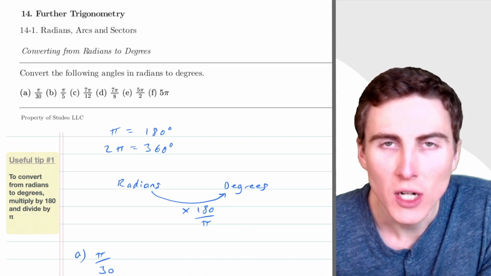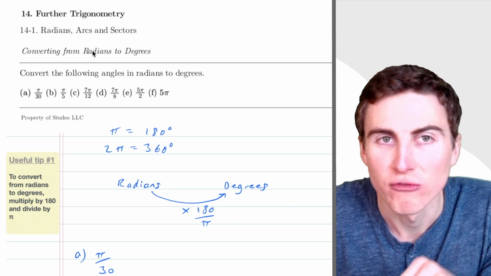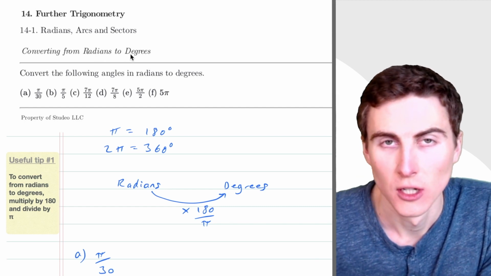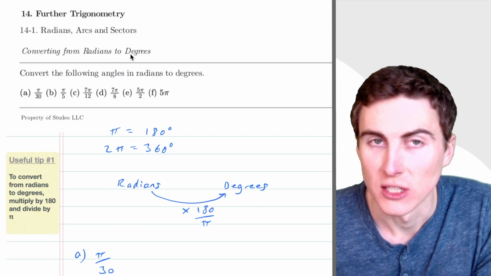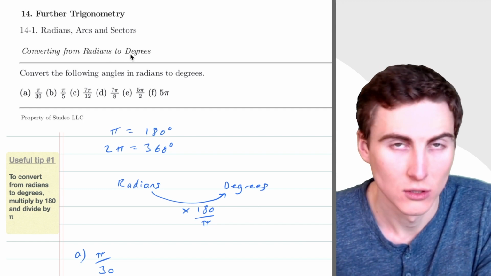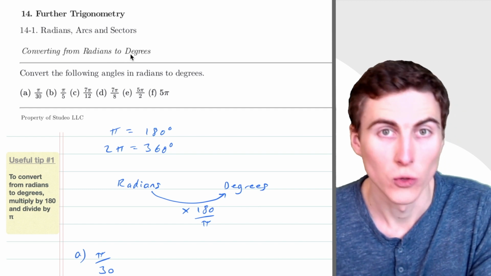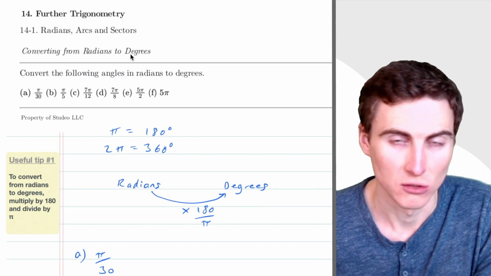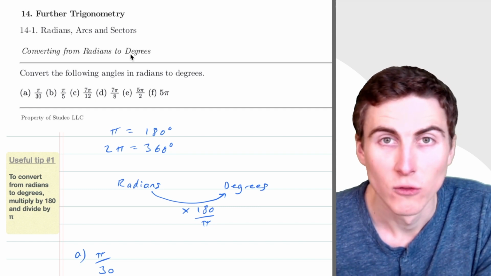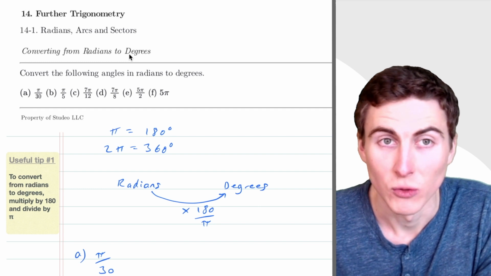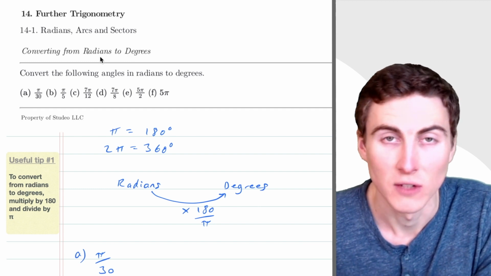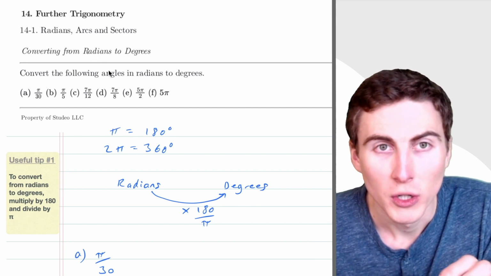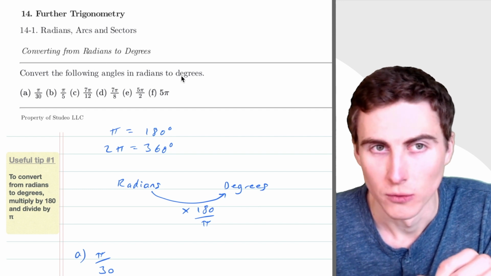In this video, we're going to look at how to convert from radians to degrees. Radians and degrees are two different ways to measure angles. So far in the course and also in GCSE, you've probably just been using degrees. But in A-level, a lot of things are easier if we start to use radians instead, which take a bit of getting used to. What we're going to do here is see how we convert between the two.